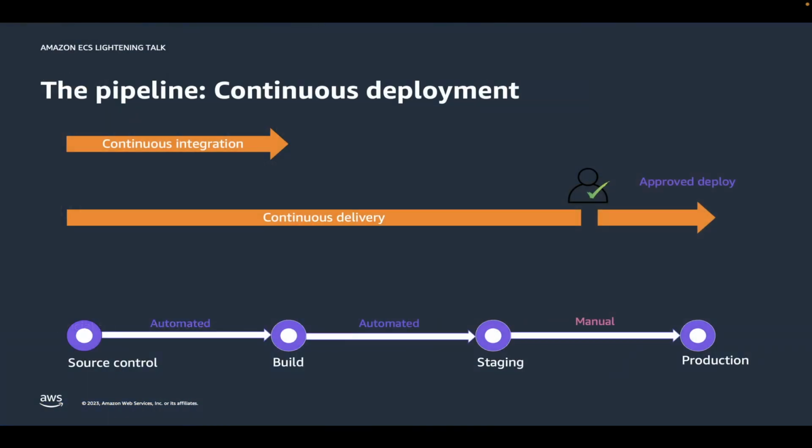Just to level set, continuous integration is a software process in which developers regularly push their code into a central repository such as AWS CodeCommit or GitHub. Every code push invokes an automated build followed by running of tests.